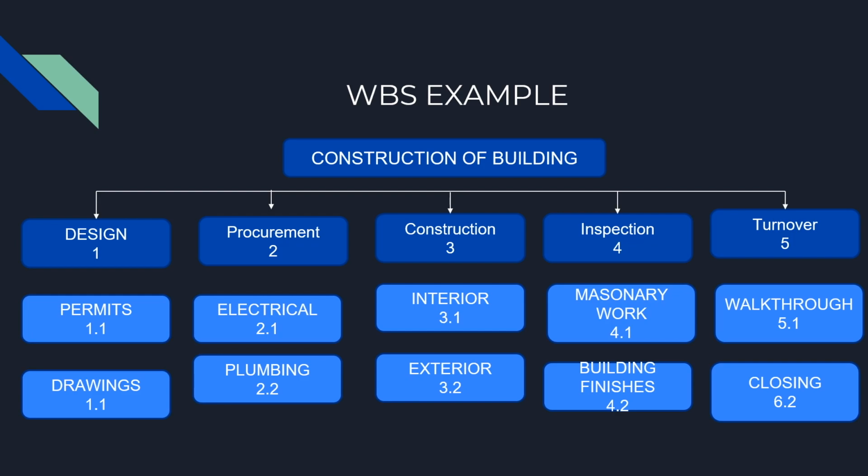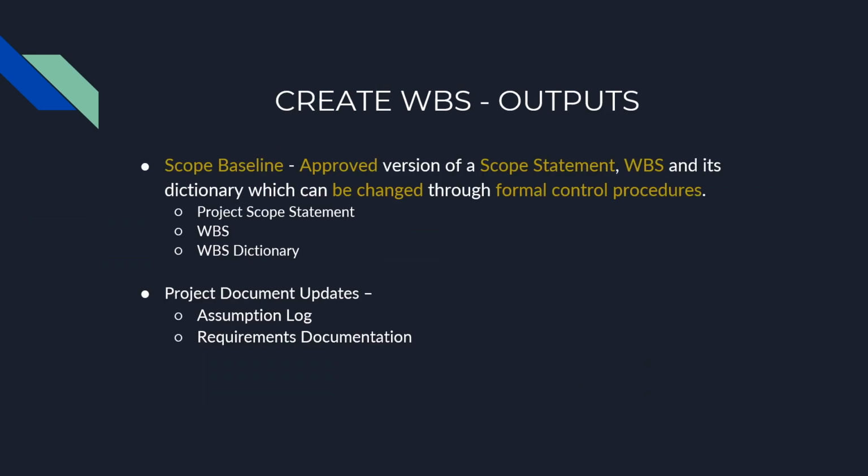Let's understand the WBS with an example. Let's say as a project we have to construct a building. We have to identify the key areas of work which we need to work on, for example design, procurement, construction, inspection, and turnover. In terms of design, let's say there are two activities we need to do: permits and drawings. We can further decompose the different kinds of work. Similarly, for each piece of work, we can divide it into smaller and more manageable components.